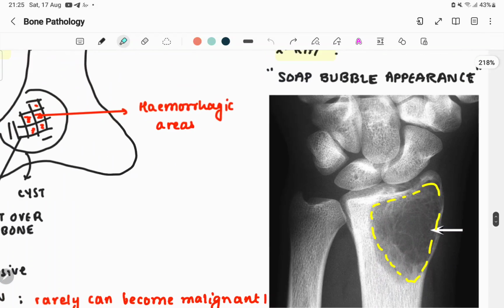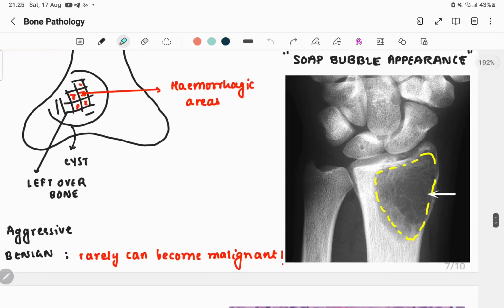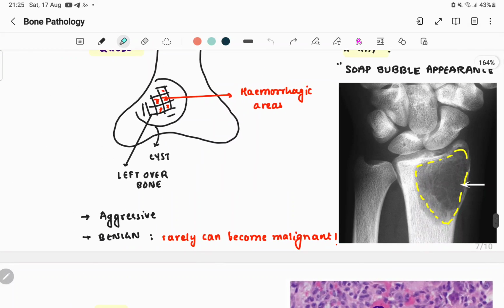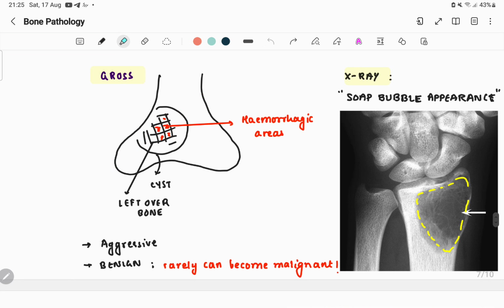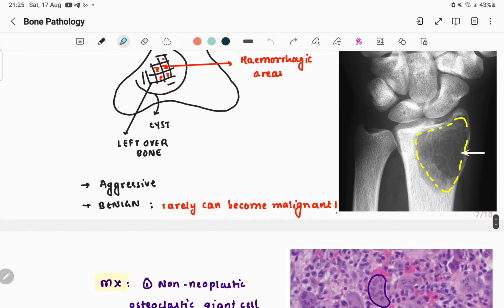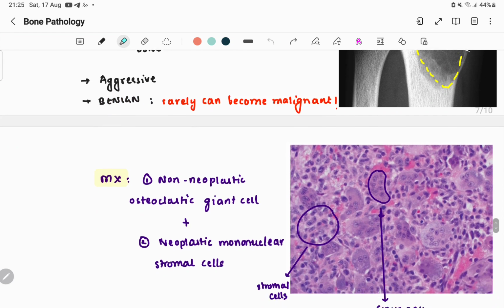Look at this radiological finding here. There will be the presence of hemorrhage. The bone is hollow, so there can be a chance of pathological fractures. Any bone tumor can have a chance of pathological fracture, but this has more chance due to this cavity area. So leftover bone with hemorrhagic areas is a characteristic finding of giant cell tumor. It is a very aggressive tumor. It is a benign tumor, or it can rarely become malignant also.